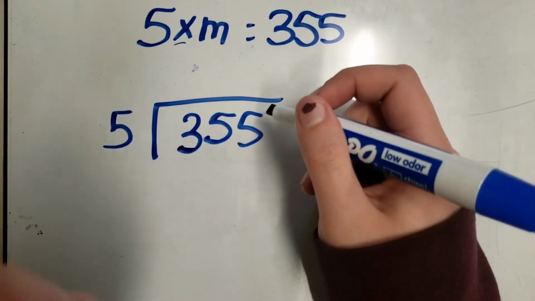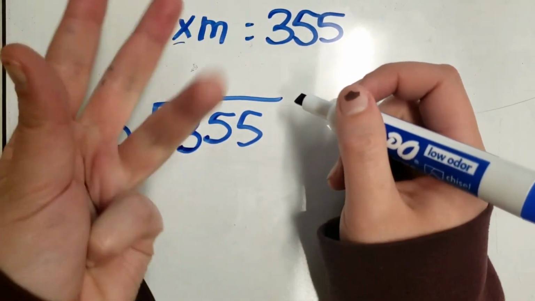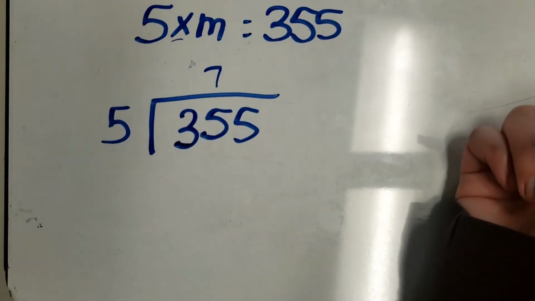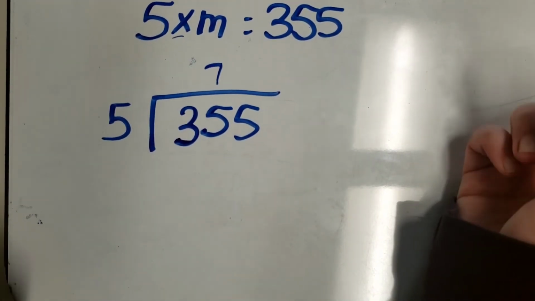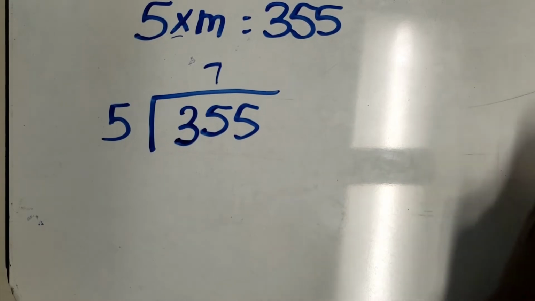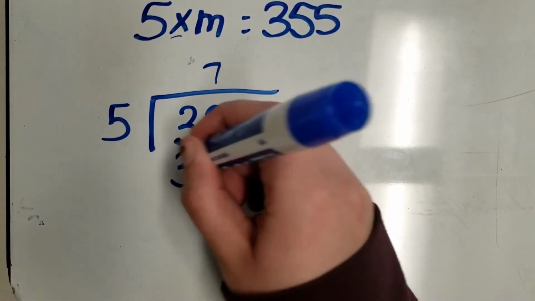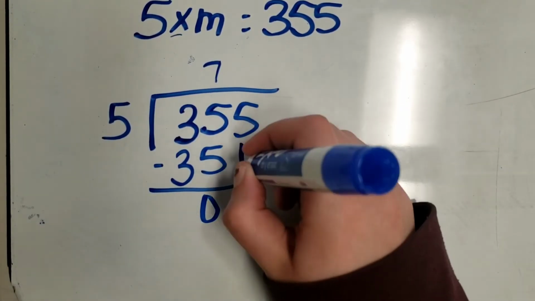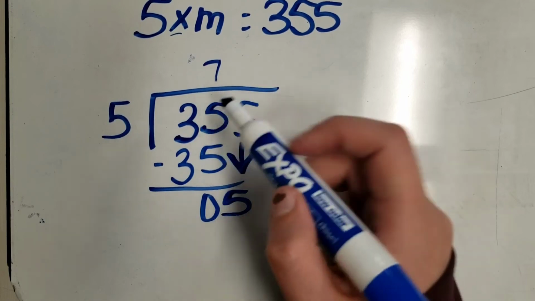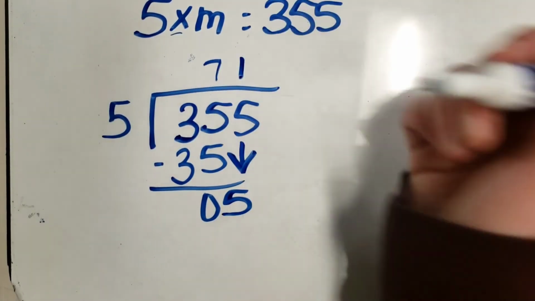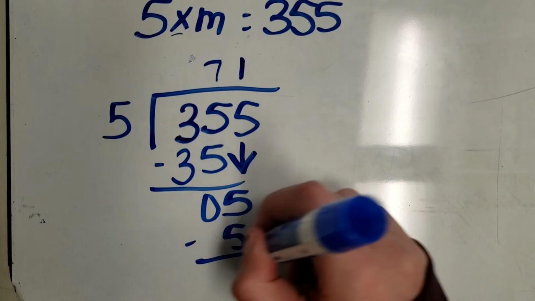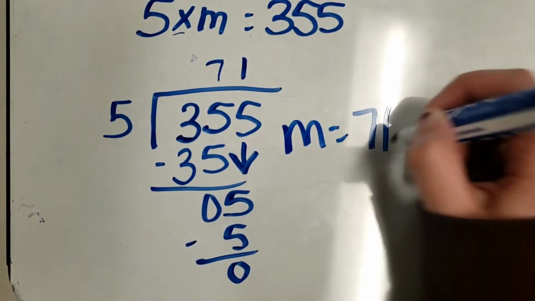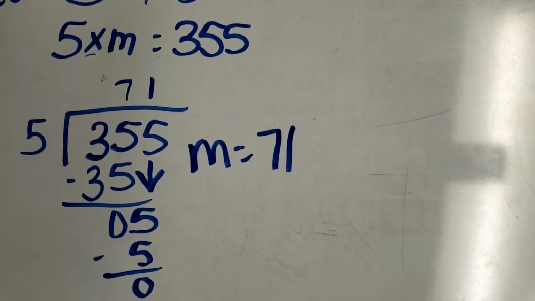5 goes into 35. We can count 5, 10, 15, 20, 25, 30, 35, 7 times. I just kind of like singing that song from Schoolhouse Rock, the 5, 10, 15, 20. I know y'all like it too. So 35, and 35 subtracted from 35 is 0. And we're going to bring down that 5. 5 goes into 5 one time, and we got nothing left over. So M equals 71.